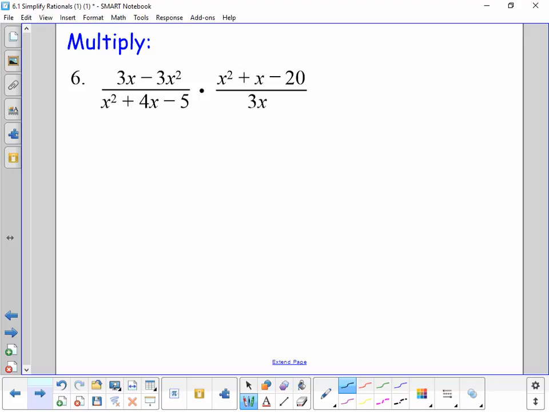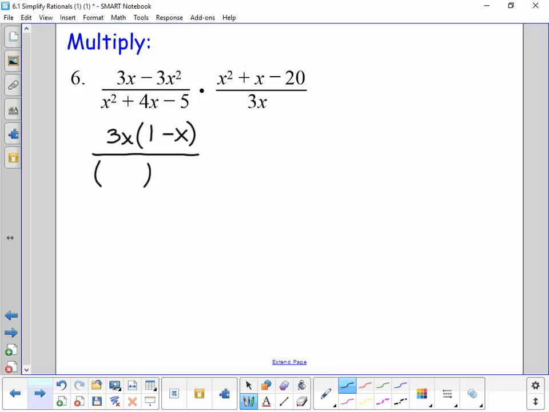All right, so another one. Let's see if we can factor all of these expressions and then look for factors that might reduce. Let's see, this first numerator looks like it has a common factor of 3x. If I factor that out, I'm left with 1 minus x.